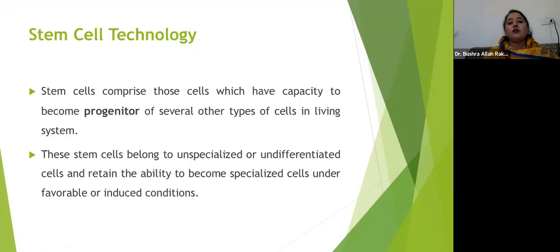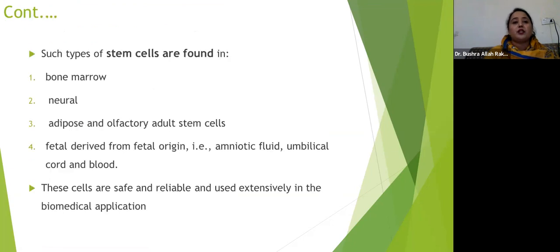And stem cell technology, this is the new technology that is posing a great challenge to the developing world or even the developed world. So stem cells comprise those cells which have a capacity to become progenitors. And these stem cells or undifferentiated cells have an ability to become specialized under favorable or induced conditions.